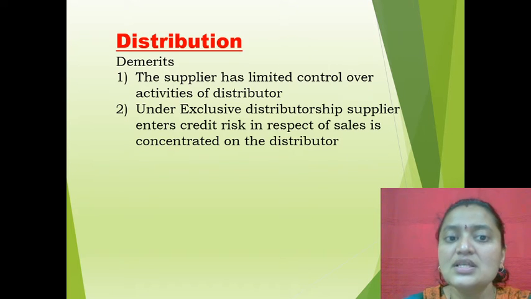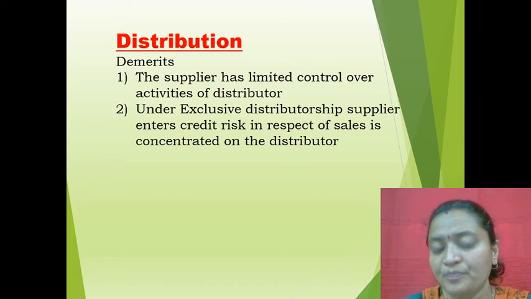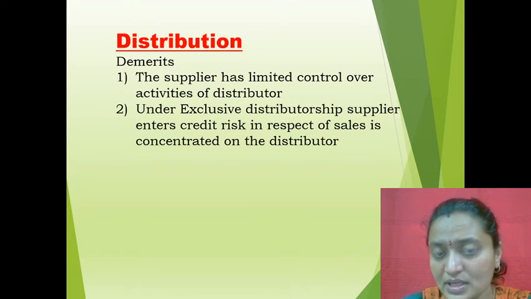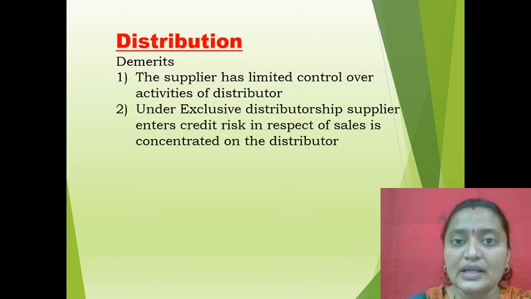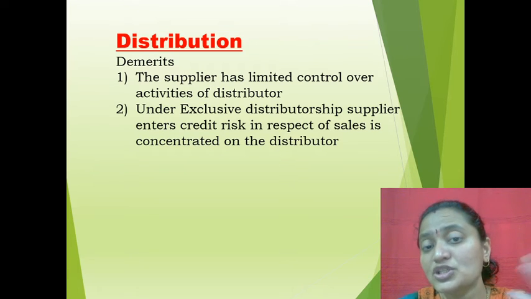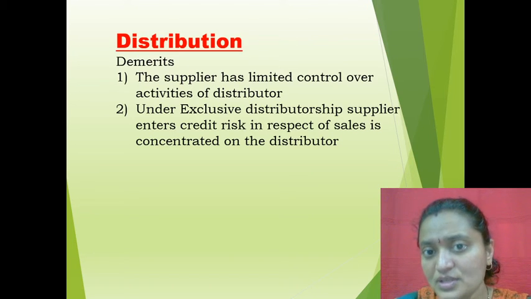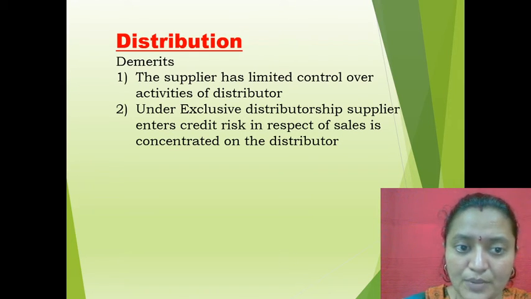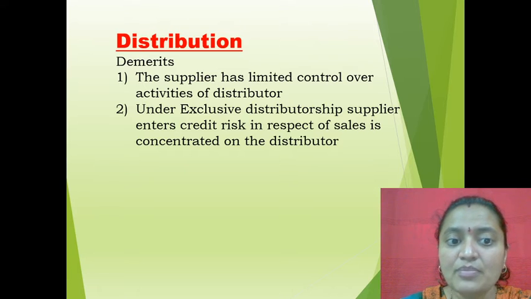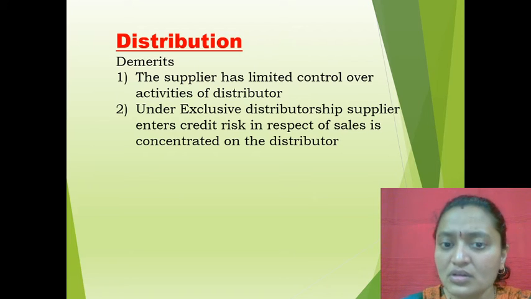The first one is that the supplier has limited control over the activities of the distributor. Here the supplier, who is supplying the goods from one place to the other, has limited control over the activities of the distributor, meaning that much control cannot be exercised over the distributor. Whatever risk is involved, we cannot have effective control over the distributor.